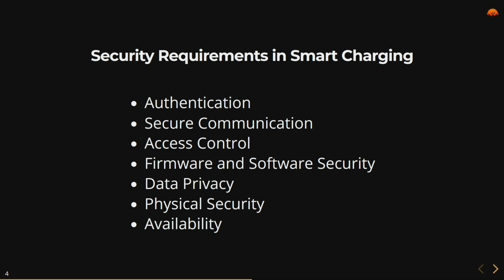By considering these security requirements, smart charging infrastructure can protect against potential cyber threats, safeguard user privacy, and ensure reliable and secure operation of the charging systems.